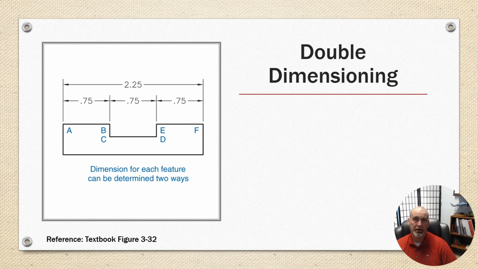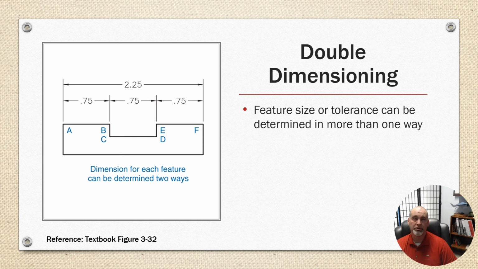Double dimensioning. The feature size or tolerance can be determined in more than one way. This is not permitted. In this case, we've got an overall controlling dimension of 2 inches and a quarter, or 2 inches, 250 thousandths, and then we have 3 dimensions that add up to that. This isn't allowed, so one of those dimensions has to go. Otherwise, you don't leave tolerance for interpretation. Typically you would delete the 2 inch 250, or you could make that a reference dimension, or one of the 750 thousandths dimensions would have to go.